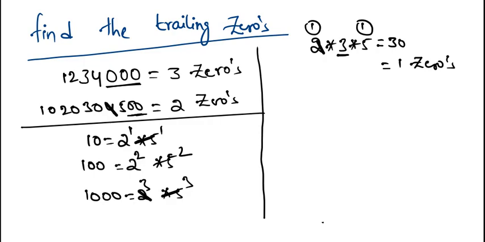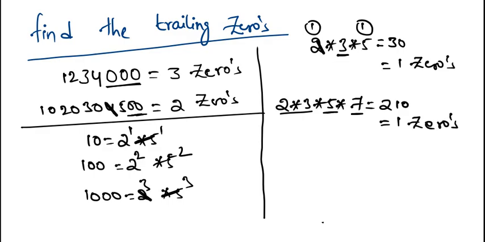One more question, 2 into 3 into 5 into 7. 2 3s are 6, 6 5s are 30, 30 into 7 will be equal to 210. Again, the number of zeros is 1. Again we have 2 once and 5 once. We don't require how many 3's and 7's. Directly we need to check how many 2's and how many 5's. 2 is 1, 5 is also 1, so the number of zeros is 1.